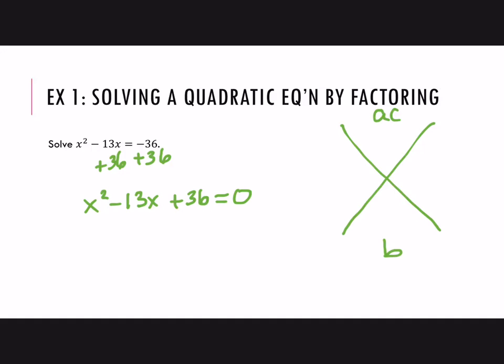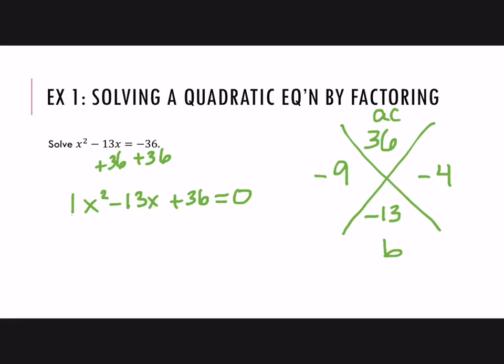Okay, so A times C, that's 1 times 36, and B is negative 13. So I need two things that multiply to equal 36 and add to be negative 13. All right, so I know there are going to be two negatives. It's either got to be two negatives or two positives, and they have to add to a negative number, so it's going to be two negatives. Okay, and if you think about it for a minute, you'll come up with, hopefully, 9 times 4, that's 36, and then negative 9 plus negative 4 is negative 13.